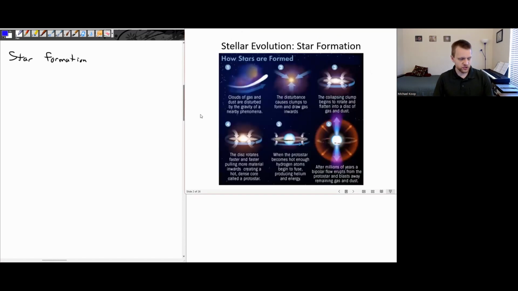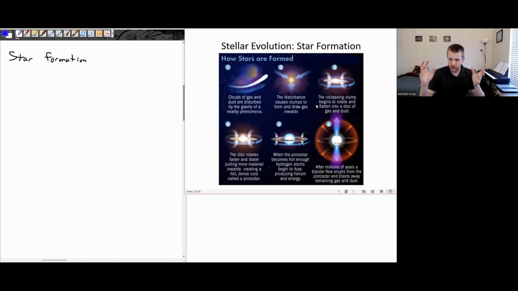So here's the very, very quick overview. We start with these giant molecular clouds, these clouds of dust and gas in space, and something disturbs those clouds. There's a shock wave from a supernova passing by, or some of these clouds run into each other, and something starts this thing collapsing. Gravity takes over and starts collapsing it even more, and we actually get multiple stars being formed out of each of these collapsing giant molecular clouds.